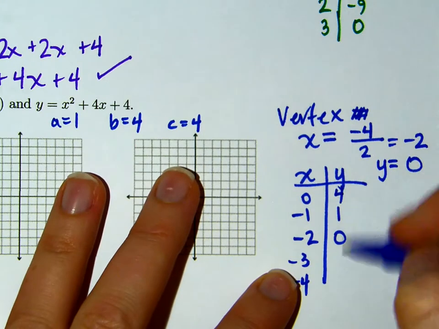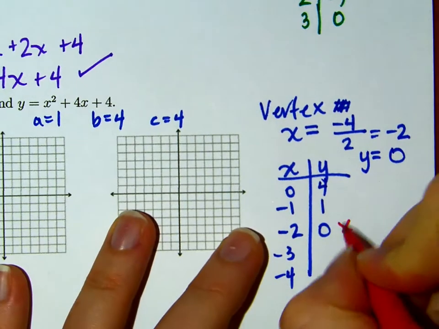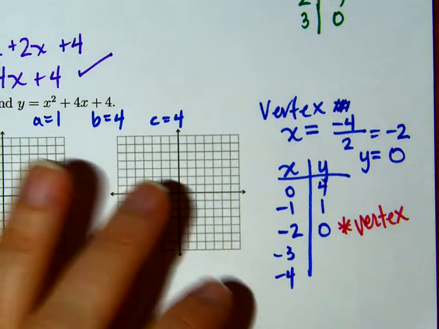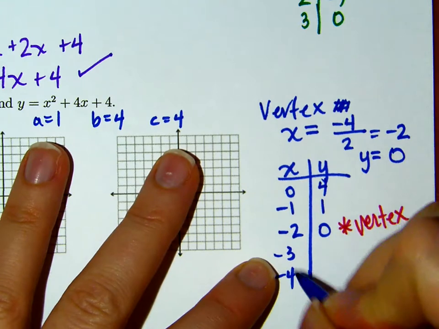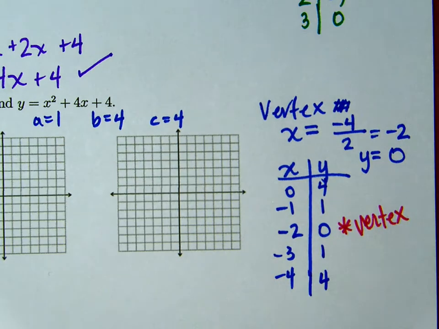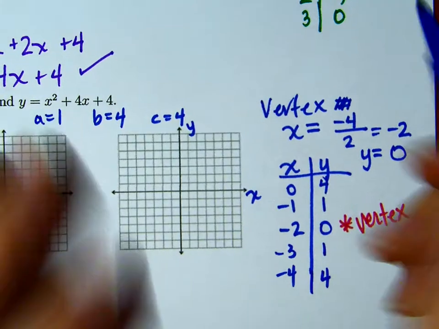And this is going to be symmetric across the vertex. Okay, so I'm going to exploit that. I'm going to use the fact that I picked mirror image values equally distanced apart from the vertex. I don't have to rescale. Yay! And plot.